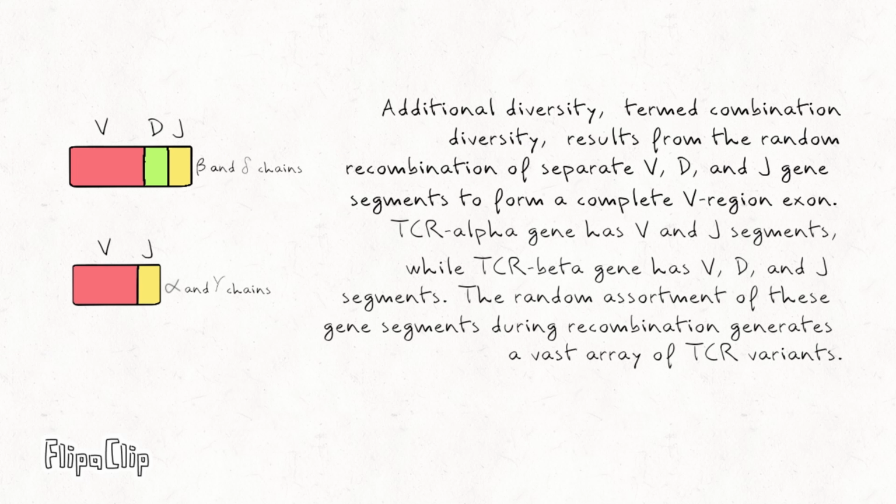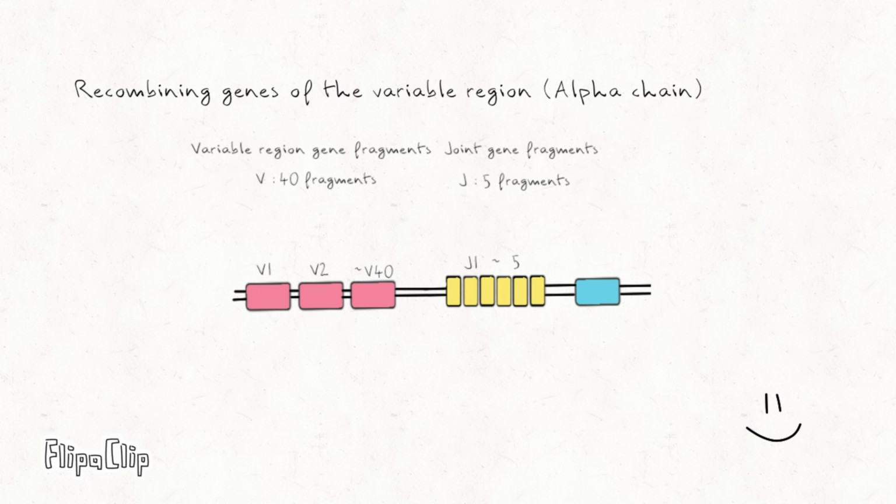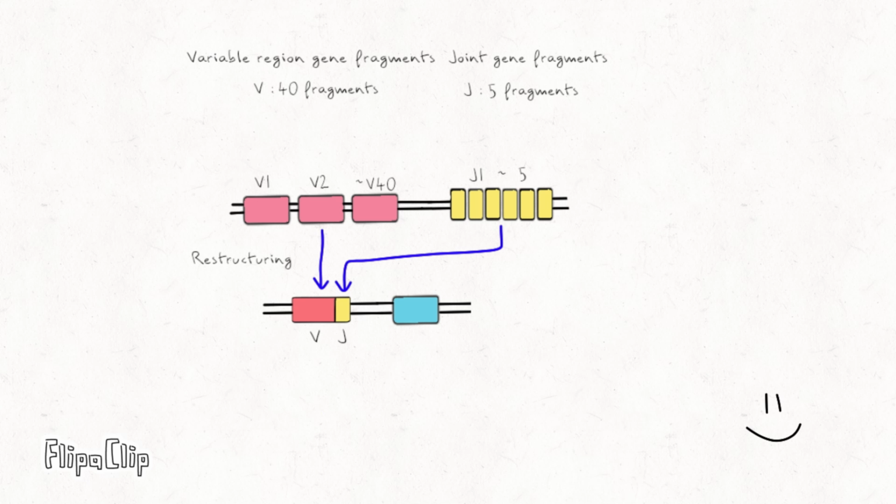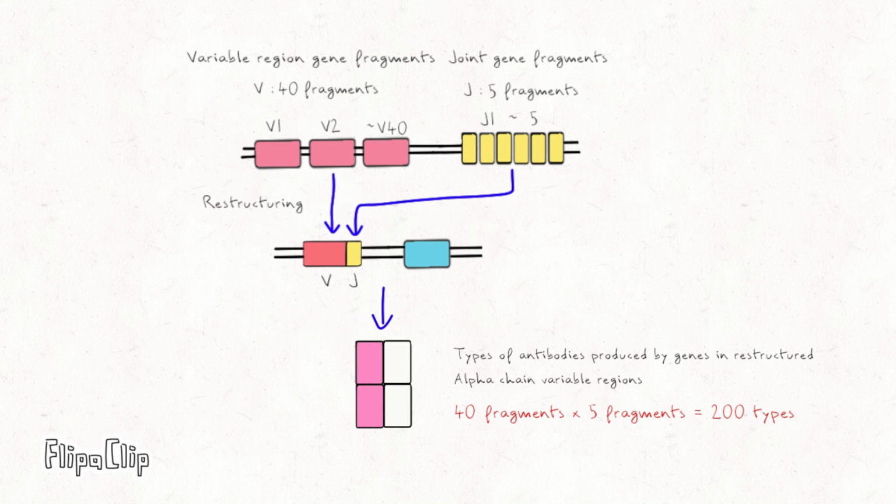Additional diversity, termed combination diversity, results from the random recombination of separate V, D, and J gene segments to form a complete V region exon. For recombining genes of the variable region in the alpha chain, there are 40 variable region gene fragments and 5 joining gene fragments. After rearrangement, both fragments join to generate VJ combinations. 40 variable region gene fragments and 5 joining gene fragments can generate 200 possible VJ combinations for the TCR alpha chain.